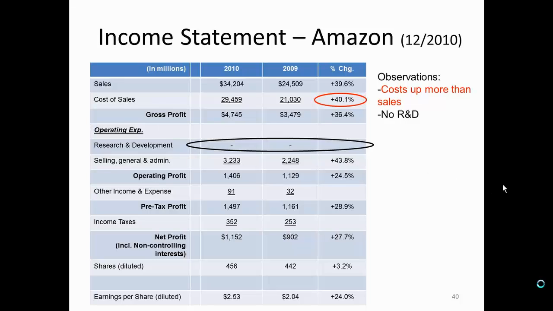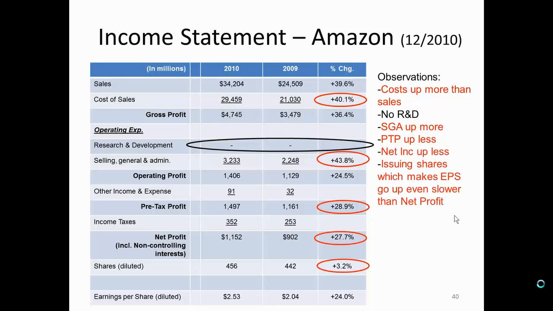I think that's interesting. Their SG&A was up by more than their sales. Again, that's a red flag. Their pre-tax profit was up less than sales. Red flag. As was their net income, also up less. Unlike Walmart, Amazon was actually issuing shares, and most likely stock options for their key employees.